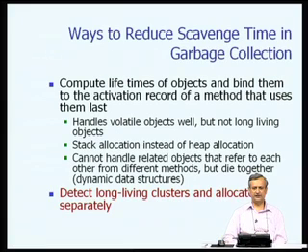How do we reduce scavenge time in garbage collection? We have to go through the entire memory, find out what is garbage and what is not. So, compute the lifetimes of objects and bind them to the activation record of the method that uses them last. In other words, once we know the lifetime of objects, there are many methods which use this object. The last one which uses that object can also be responsible for disposing of the object and returning it to the memory pool. That is the basic idea.